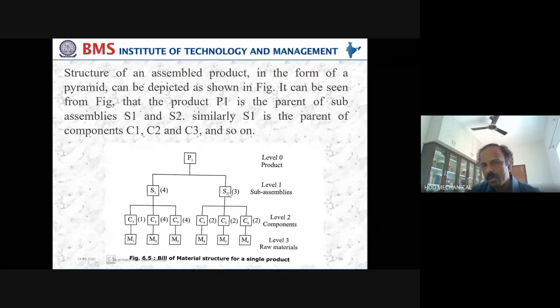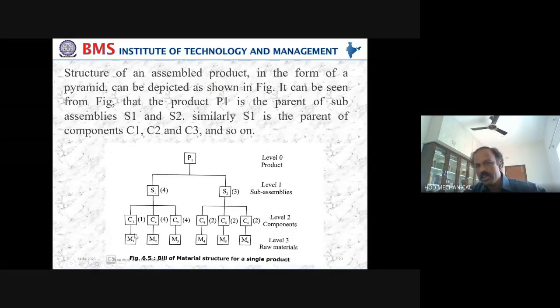Okay, S2 is going to become the parent of C4, C5, and C6. Like that, it just goes further. The hierarchy of parentship is going to come from the top to down. Now, if you observe any bill of material file, you will understand what all the various components are that are required in order to produce the main component.